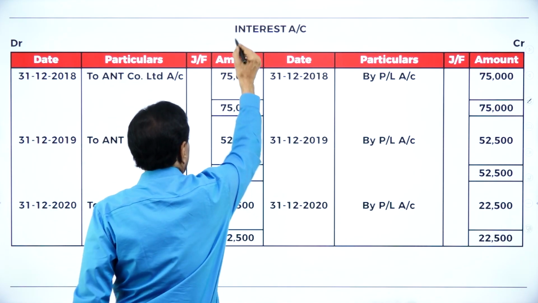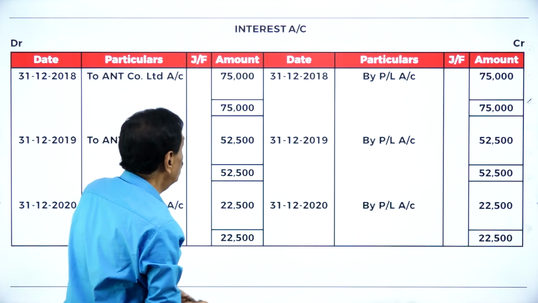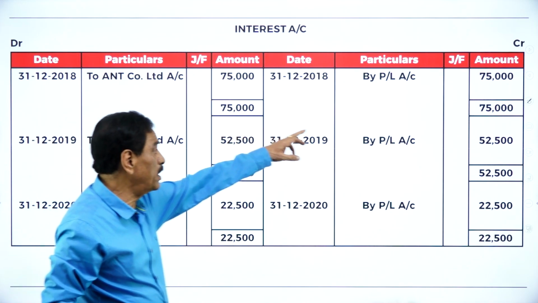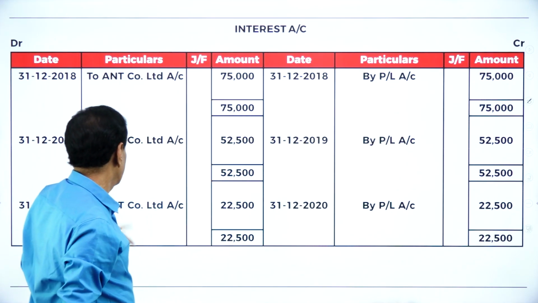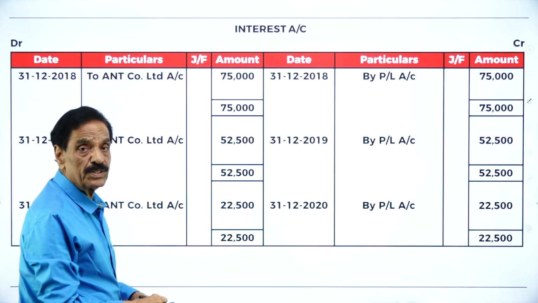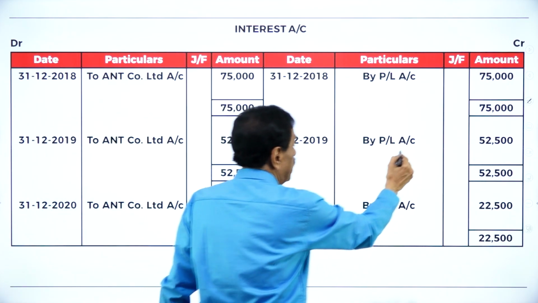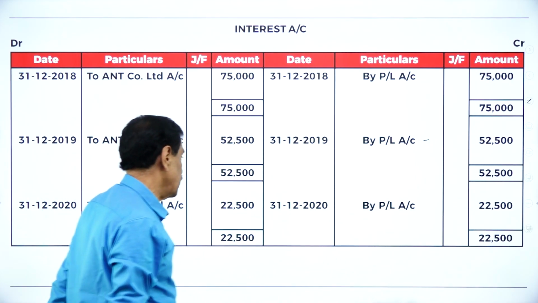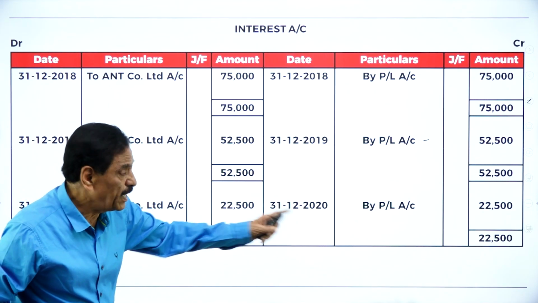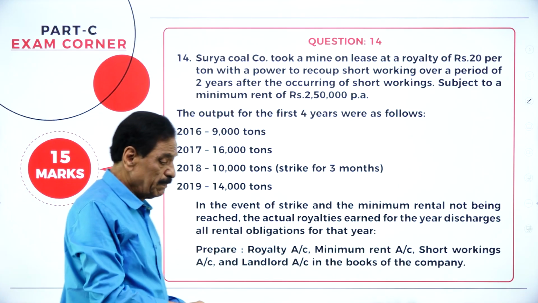Come back to interest account debit to hire seller account. First year interest is 75,000, transferred to profit and loss account. To hire seller account, second year interest is 52,500 by profit and loss account. Third year interest is 22,500 by profit and loss account. Transfer entry. Come back here.